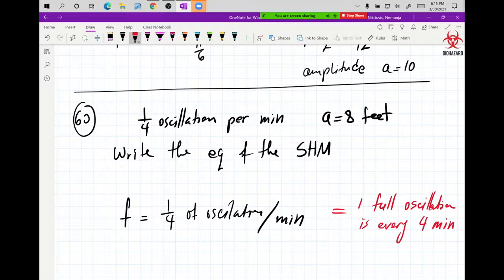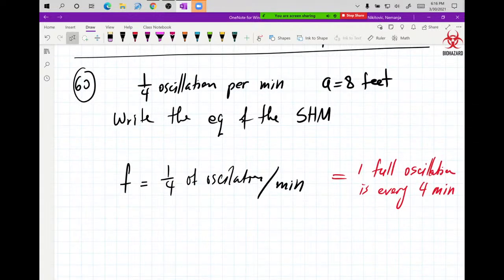So if you can do a quarter of an oscillation in 1 minute, then you can do one full oscillation in 4 minutes. Now, why is that important? Well, one full oscillation, that's a period. So period is 4 minutes. And we just got the period from that simple sentence, right?